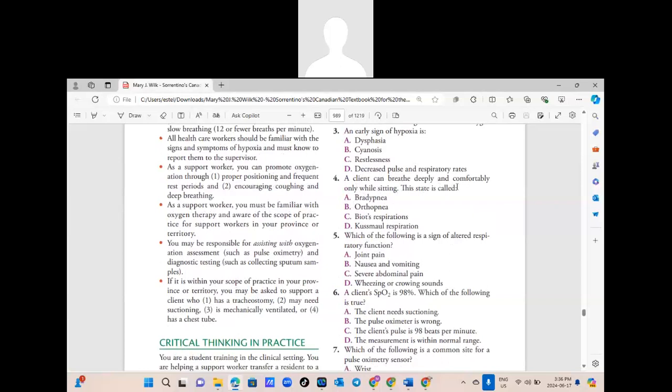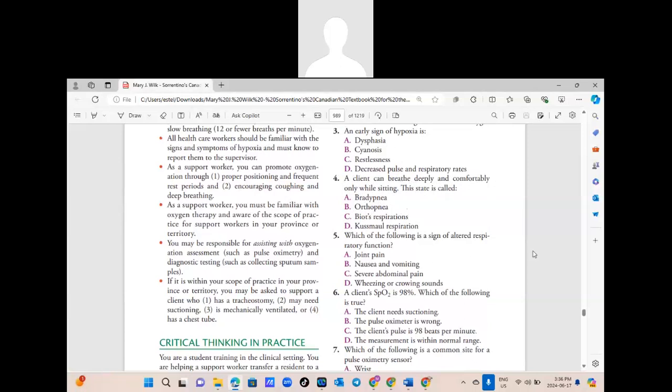Number four, a client can breathe deeply and comfortably only while sitting. This state is called: remember, when they're just sitting, they can't lie down. A. Bradypnea. B. Orthopnea. C. Biot's respirations. D. Kussmaul respirations. So we've learned today that a client who can breathe deeply and comfortably only when sitting has a state called orthopnea.